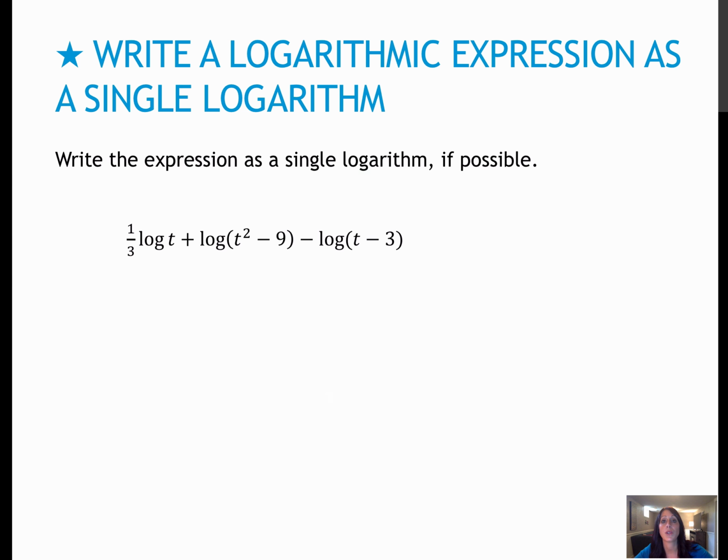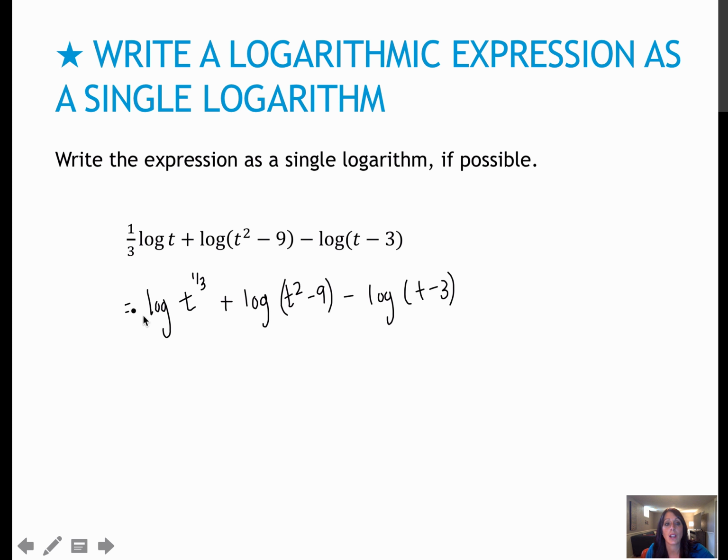Here's a similar one for you to try, so press pause, try this question completely, and then press play to check your work. For the first thing I would do, of course, is to turn this 1/3 into an exponent. So this is log of t to the 1/3. Again, that base is 10. All bases here are 10. I have plus log of t squared minus 9, which I didn't have to do anything to, and minus log of t minus 3, which I didn't have to do anything to.